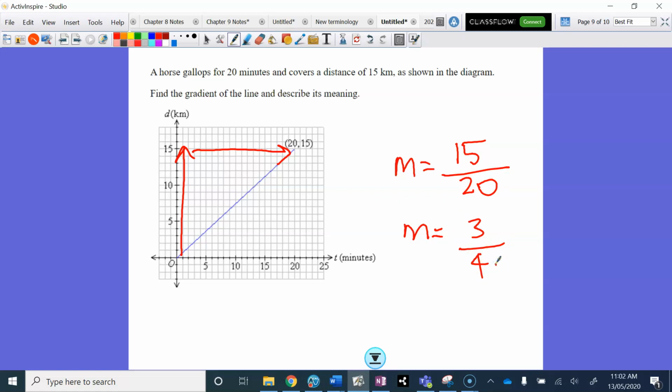When it says describe its meaning in the context of the story, really what that's sort of saying is, what does this describe in relation to what's happening in the story? Basically, that is a rate of change. How is the distance changing in relation to the time? And what it really means is a speed. It means that horse is running at a speed of 3/4 of a kilometre per minute.